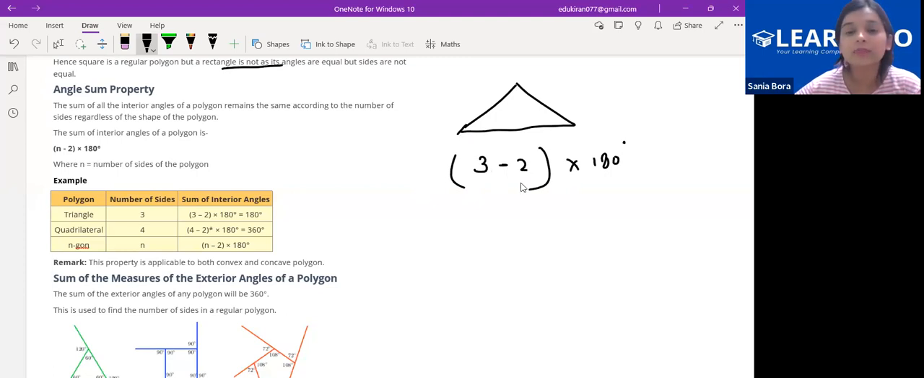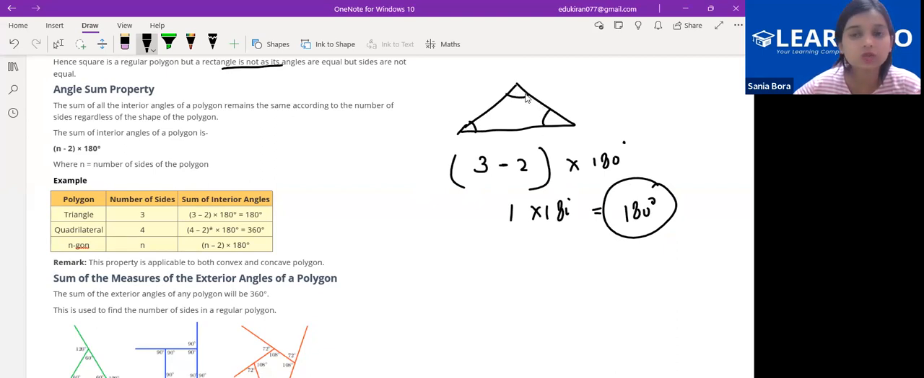Got it? So 3 minus 2 is 1. 1 multiplied by 180 equals 180. Right? So if you add all the angles of a triangle, which is angle 1 plus angle 2 plus angle 3, it will be equal to 180. Clear? Okay. Now coming to the next one.